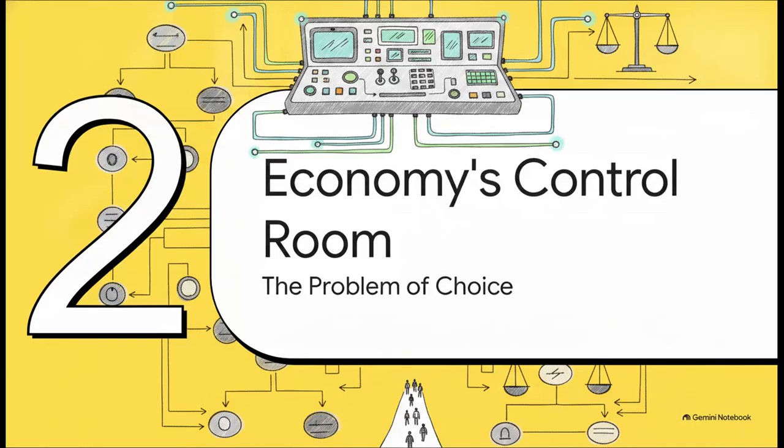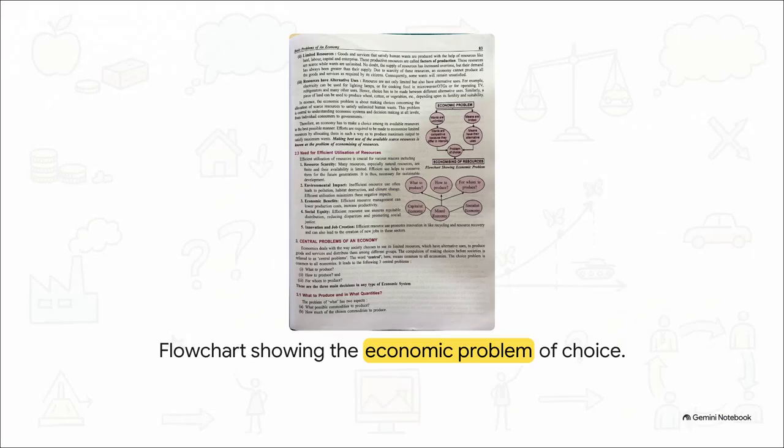Moving on to Section 2. The economy's control room. So how does society actually manage this constant need to choose? Let's step right up to that central command center. Because our means are so limited and our wants are practically infinite, society's forced into what we call the problem of choice. Basically, this means we have to economize our resources. We have to be smart about it.